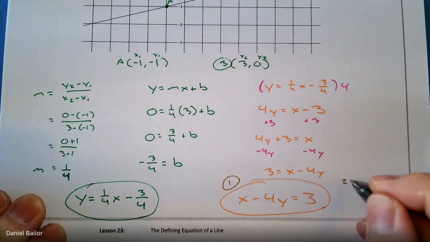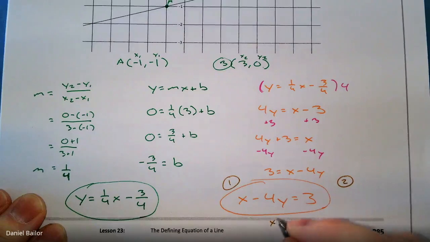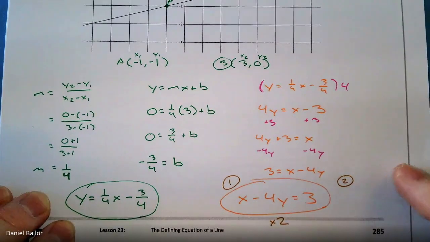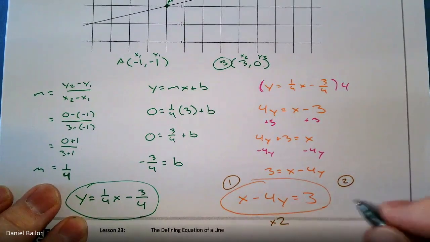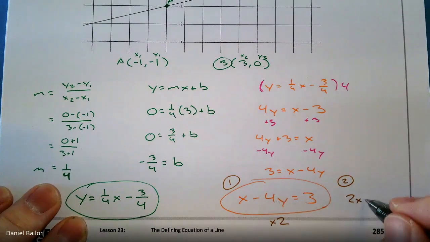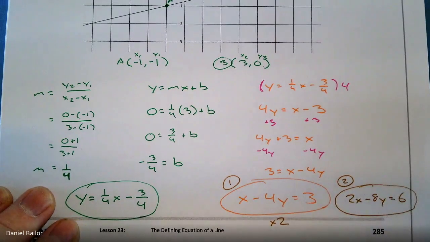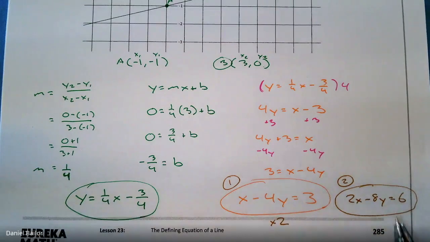To find another one, my other answer, I'm just going to multiply everything by 2. Because remember, that's what we learned in this lesson. So x times 2 is 2x. -4y times 2 is -8y. And 3 times 2 is 6. So these are my answers.